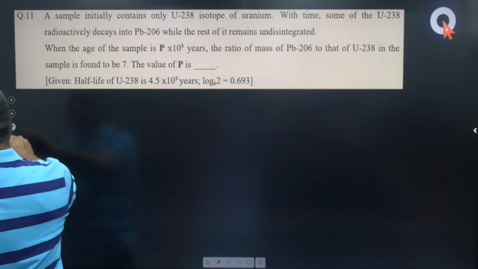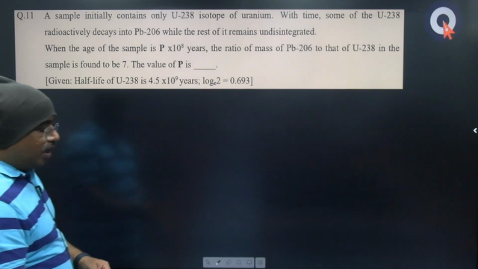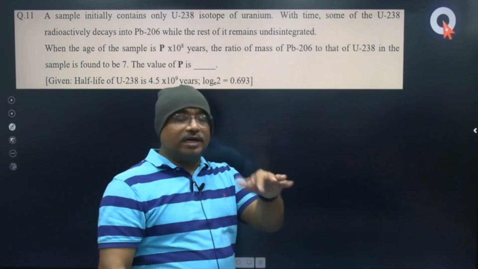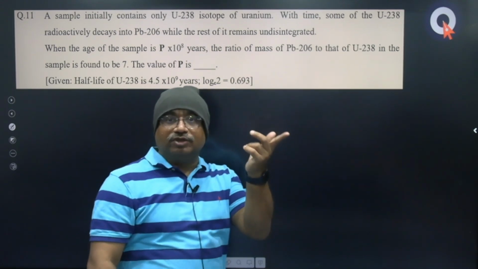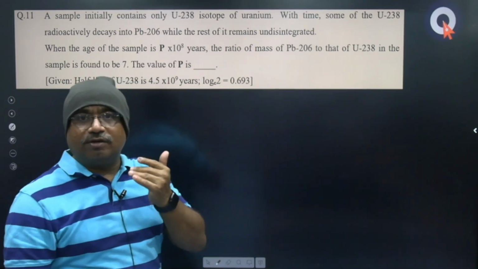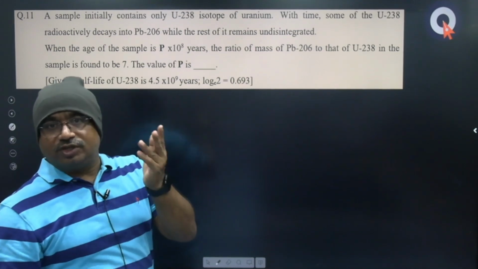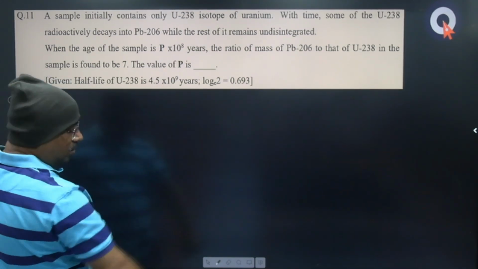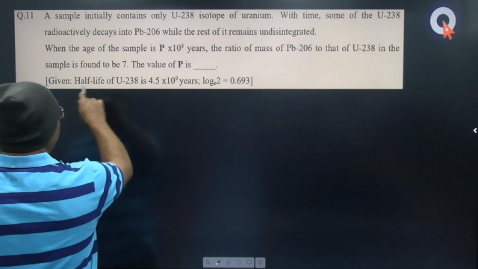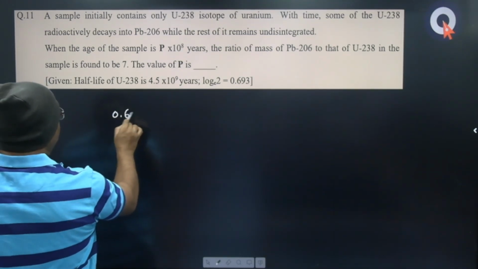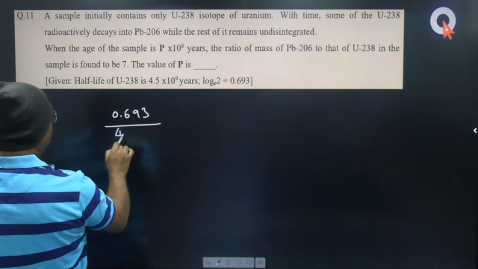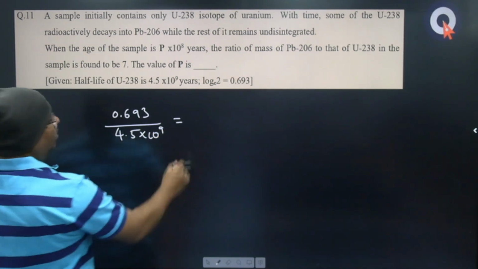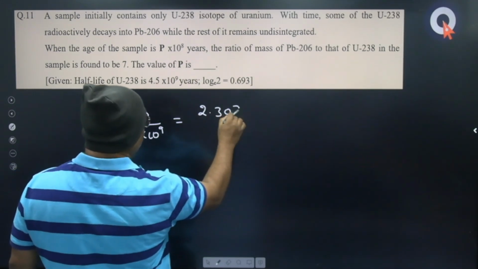So we already say uranium dating exists, and whatever lead we are getting is only from uranium. So whatever lead exists now is only because of the uranium which was there. So the number of moles of lead will be equal to the number of moles of uranium which has decayed. So we just use the decay constant application. Half-life period is there: 0.693 by T half, 4.5 × 10^9.